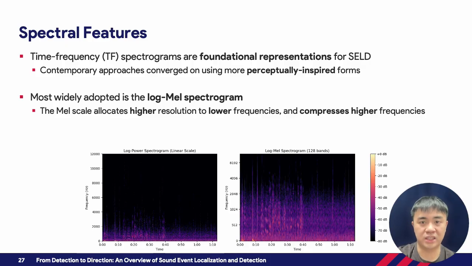So this is good for detection. It is very effective at discriminating between sound event classes. But it comes with a critical trade-off for SELD. This binning process can merge spatial cues from distinct frequency bands into a single mel band, which can seriously hinder the model's ability to localize, especially in complex scenes with multiple overlapping sound sources.